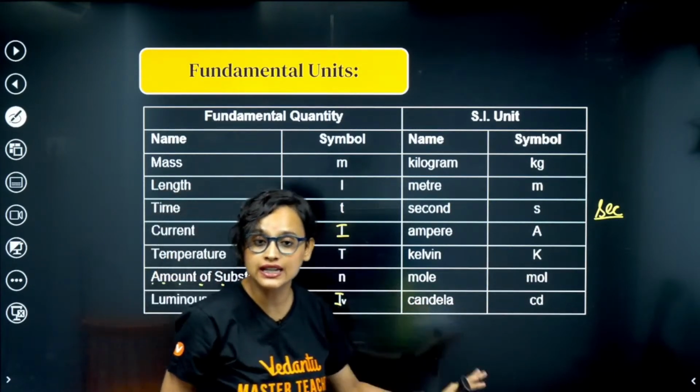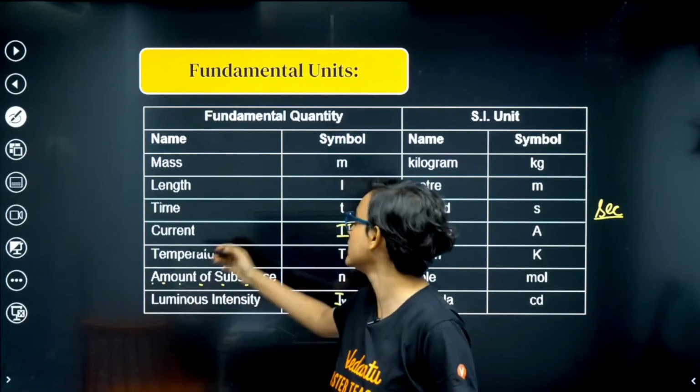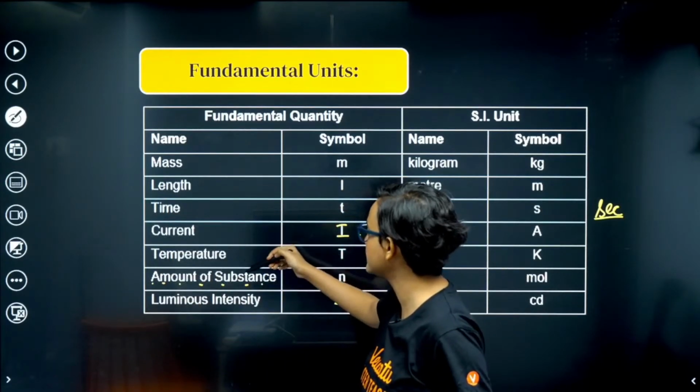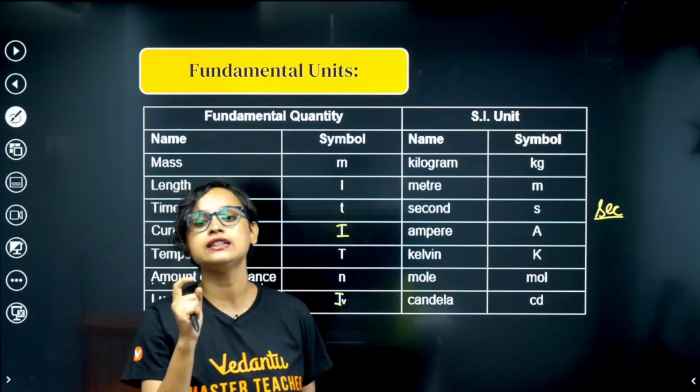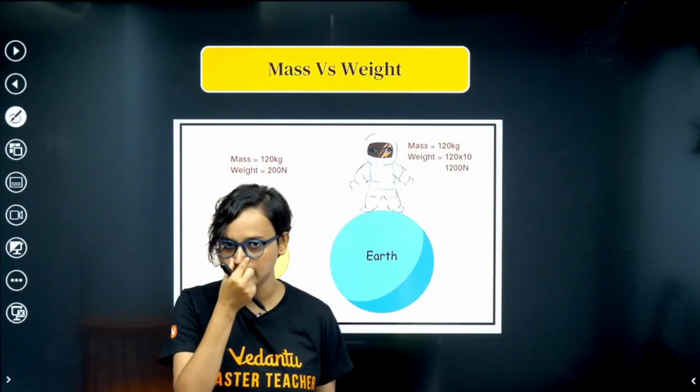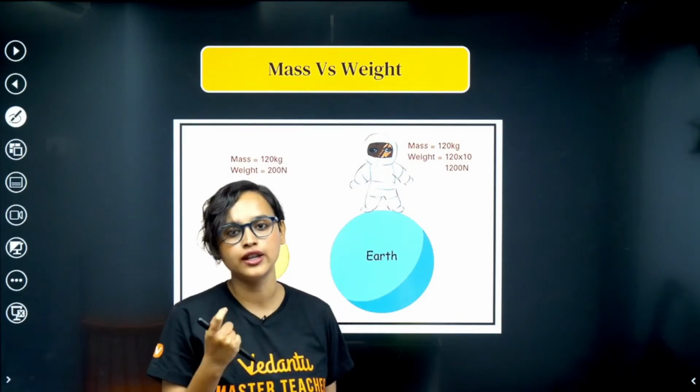Apart from these 7, there are 7 only, right? 1, 2, 3, 4, 5, 6, 7. Apart from these 7 basic fundamental units, everything else is derived. I hope you understand. Yes? Now let's read about them in detail.